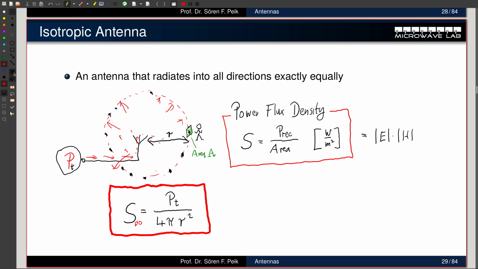That's the way to figure out the isotropic radiated power flux density for an isotropic antenna.